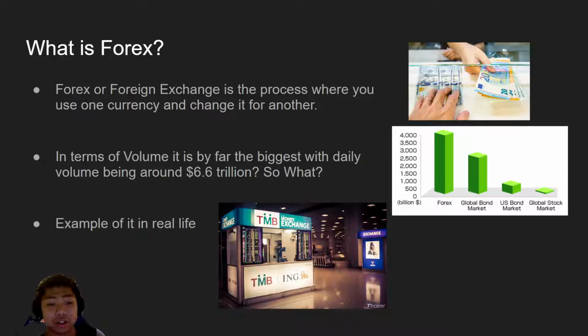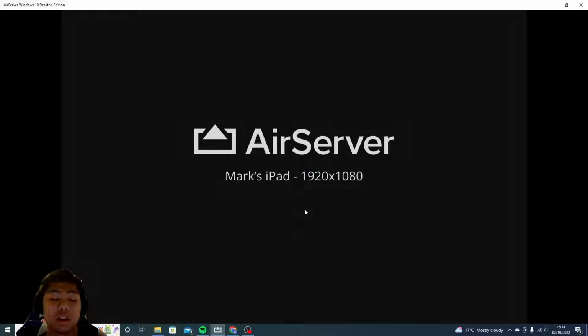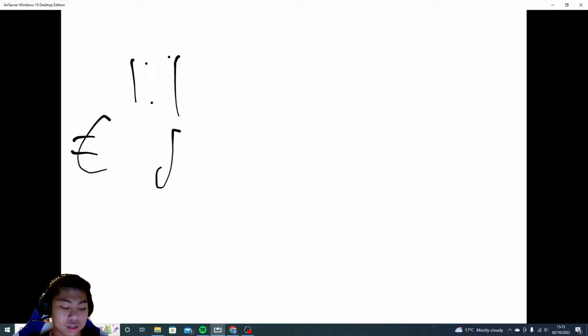So how does it actually work? Let me show you guys. For simplicity's sake, I'm just going to use rounded numbers rather than the actual exchange rate, because in terms of maths, I'm not the best. So I'll show you guys now. Let's say it's a 1-to-1 euro to pound. This is the euro and this is the pound, and let's say you have £100 over here.